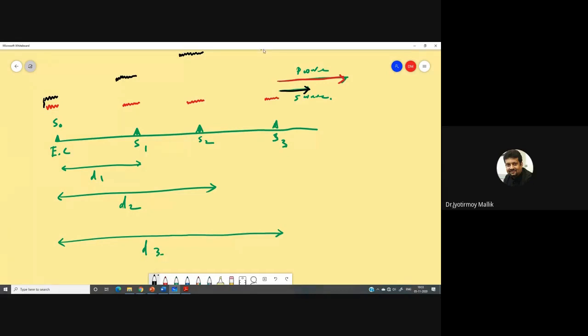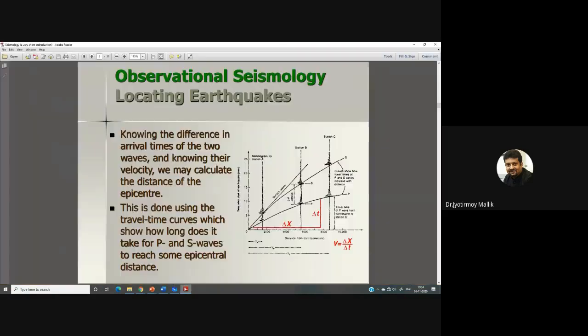No, maybe I have to go beyond the board. Okay, so the larger the distance, I can essentially say that D is directly proportional to delta T, P minus S. So the arrival time of the P wave and the arrival time of the S wave, the difference between them is directly proportional to its distance. Okay, so with that philosophy, let us look at this graph.